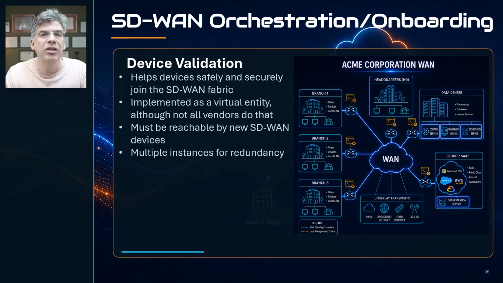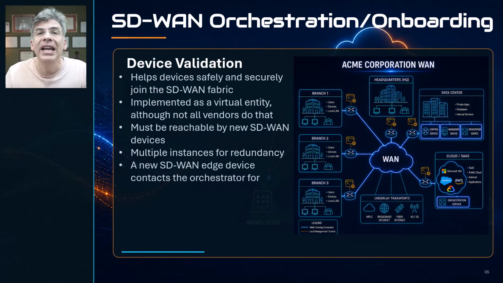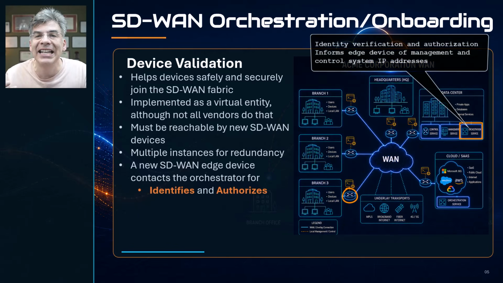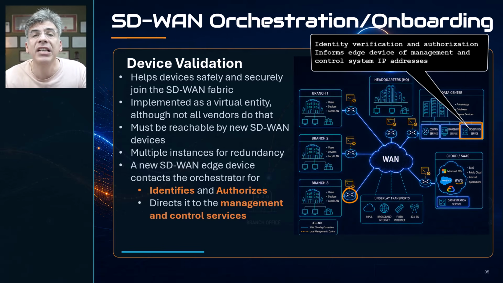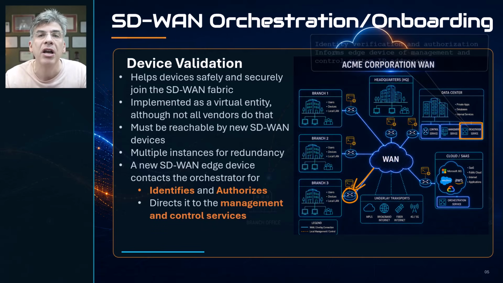Now, what does the orchestrator actually do? When a new WAN Edge device starts up, it contacts the entity performing the onboarding using an address or hostname that's included in its initial configuration. Let's use Cisco's validator name for our example. The validator verifies the identity and authorization of the device and directs it to discover the appropriate SD-WAN Manager and SD-WAN controllers. The validator acts as the initial meeting point for new SD-WAN edge devices.